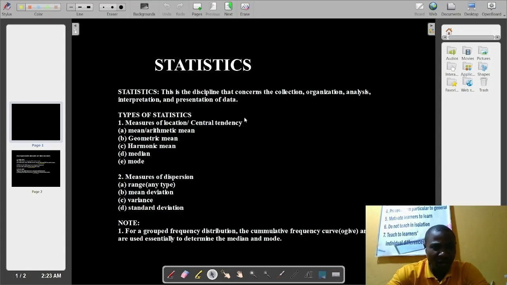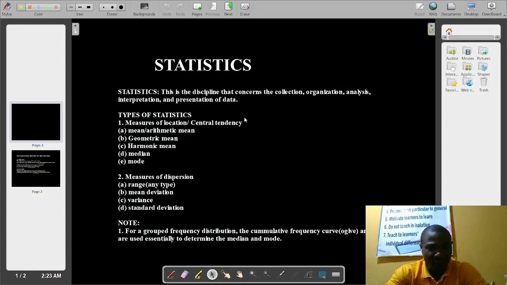Sometimes it is also called arithmetic mean. We also have what is called geometric mean, which is not usually common in mathematics. And we also have harmonic mean, which also is not usually common. Basically, the common types of measures of location are your mean, your median, and your mode. But all of them from A to E are also examples or types of measures of location or central tendency.